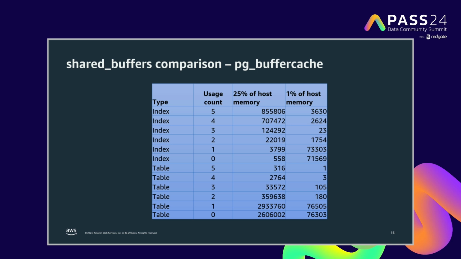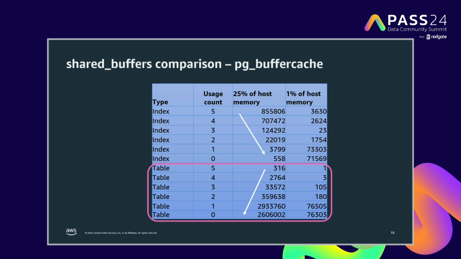So the usage count goes from 5 to 1, with 5 being the hottest in this case. What we see is when we're at 25% of host memory and everything fits, the index is very hotly cached, right? We have a lot of 5s, which means the top layers of that index are very well cached, down to probably some of the leaf nodes that are less so. And on the table, we see the opposite, where the heap is more randomly hit, so it's going to be more spread out and more down at the 0 and 1 touch count, right?